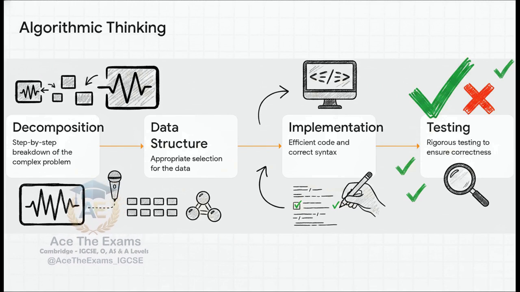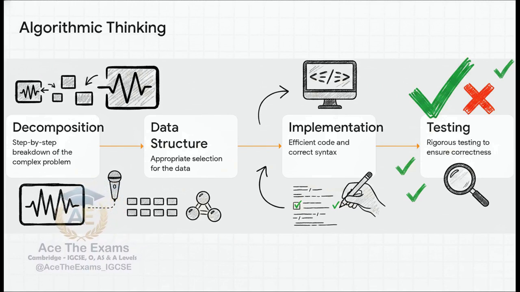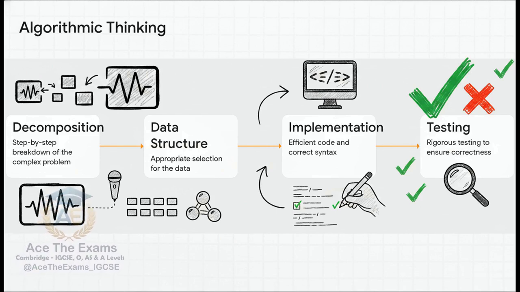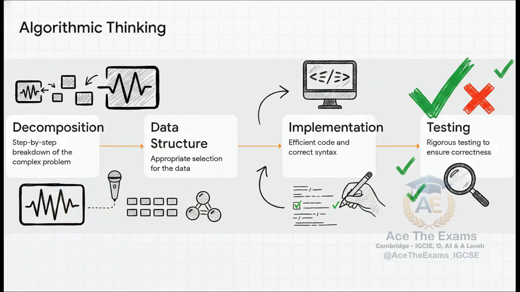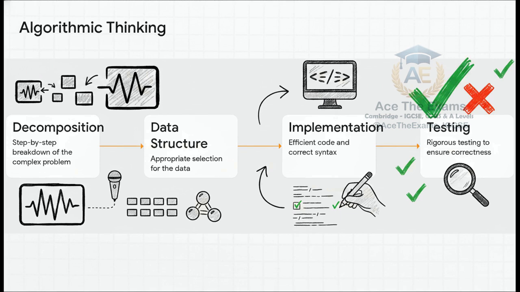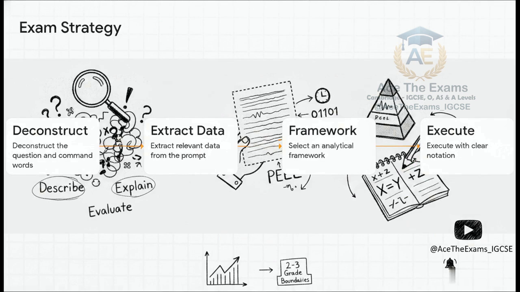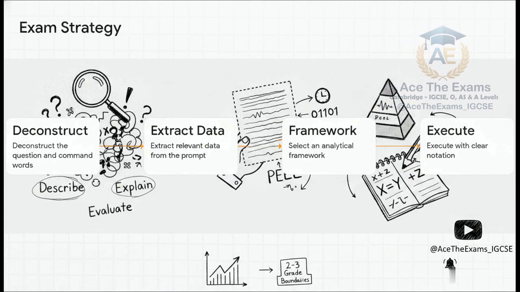Second, appropriate data structure selection. Are you storing these incoming audio samples in a 1D array? Are you using a linked list? You must justify why. Third, efficient code implementation. This means writing clean, logical pseudocode or program code that accurately reflects your strategy. And fourth, rigorous testing. By making your procedural framework highly visible to the examiner, you guarantee that even if you mess up a multiplication step in a file size calculation, you still capture the vast majority of the method marks. And this brilliantly illustrates the exact operational sequence for tackling complex examination questions systematically.